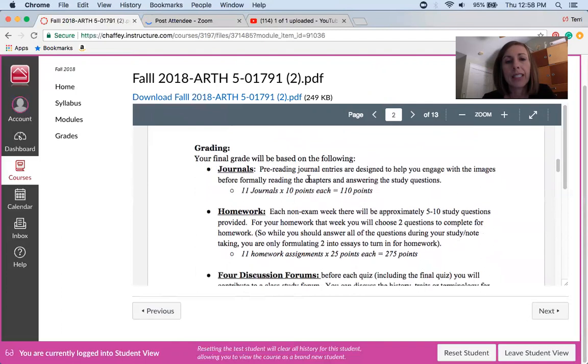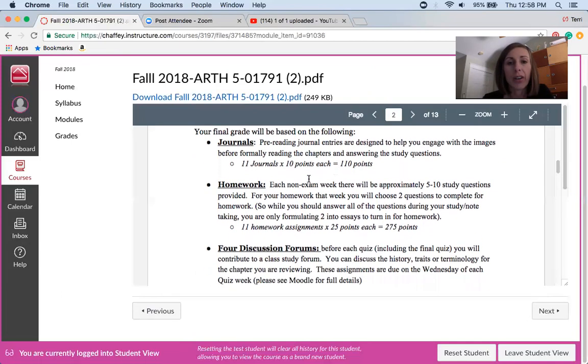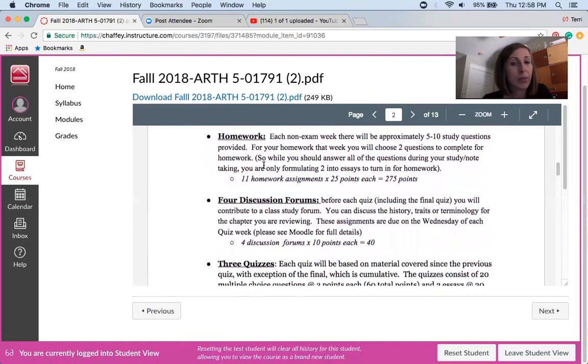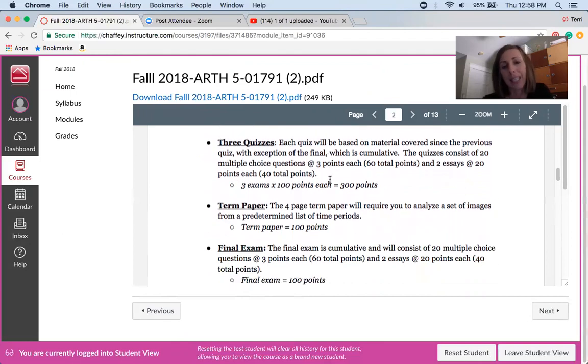Next thing is the grading. The book, as much as we cover in the book, is really 11 chapters. So there are 11 journals that we will talk about when we go through the site. They're worth 10 points each. There are 11 homework assignments, and they are worth 25 points each. There are 4 discussion boards, and those are timed before each of the exams. 3 regular exams and 1 final exam. Those are worth 10 points each. There are 3 exams or quizzes.